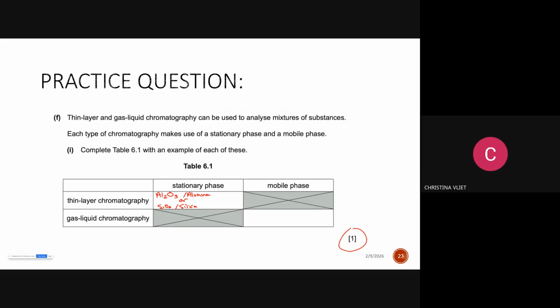Mobile phase, GLC. What is the mobile phase? It says with an example, so you can't just say gas. O2 is reactive. Is it benzene? Oh yeah, N2. Or like neon or helium. It has to be an inert, unreactive gas. So I would choose either a noble gas or nitrogen, which has the strong triple bond, so it's unreactive.